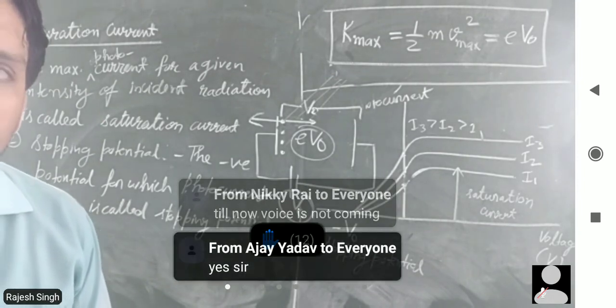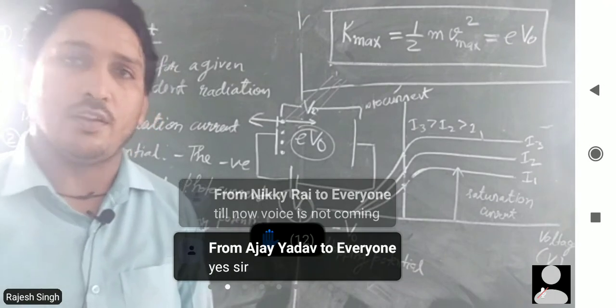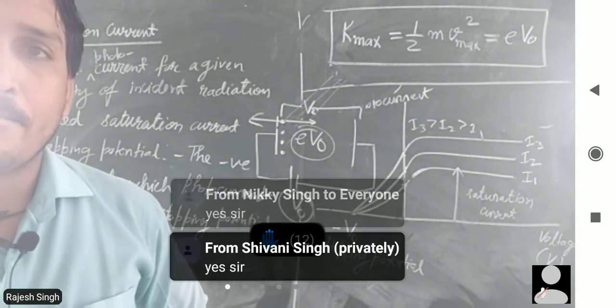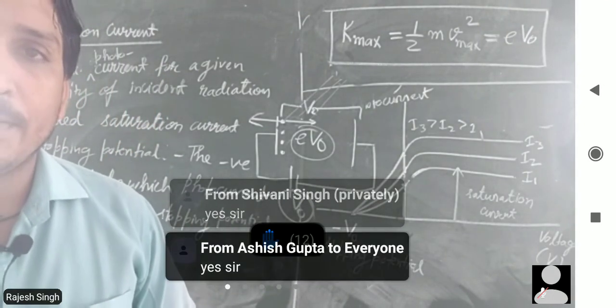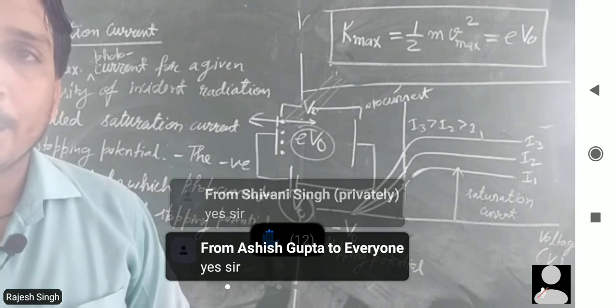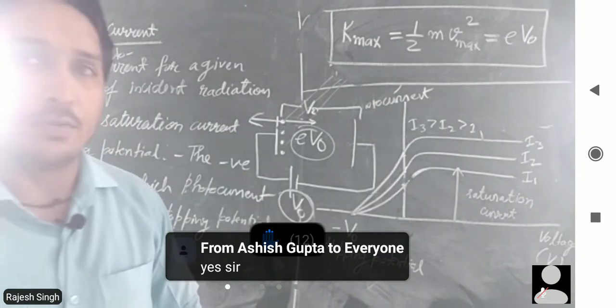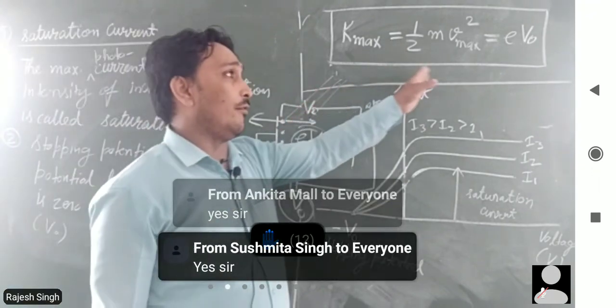Till now the voice is not coming. Nikki Rai, Nikki Rai. Okay, I'll upload the video, don't worry. Yes, good. Okay, K max is equal to half m v max square is equal to eV0.